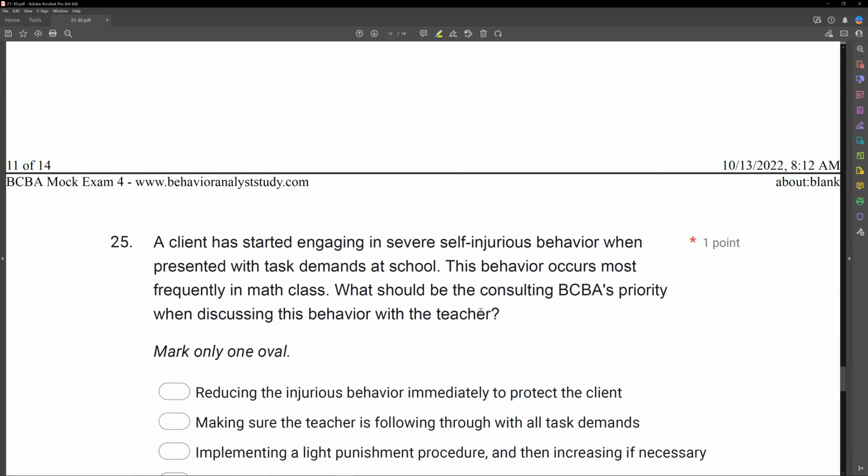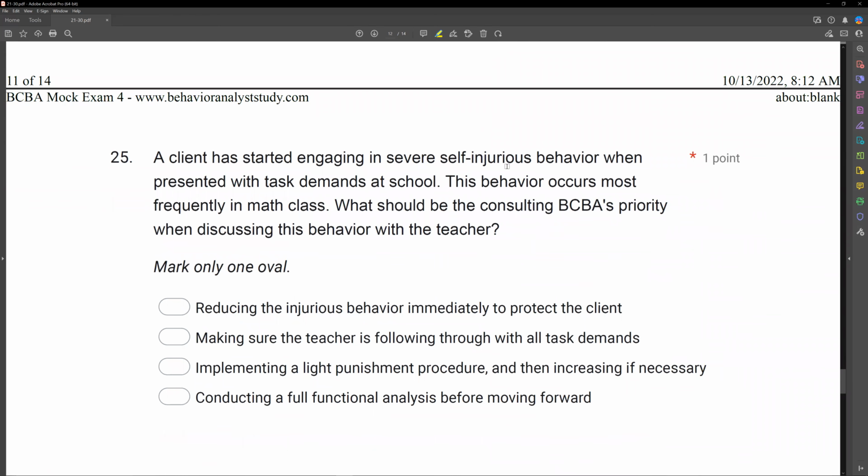25. A client has started engaging in severe self-injurious behavior when presented with task demands at school. This behavior occurs most frequently in math class. What should be the consulting BCBA's priority when discussing this behavior with the teacher? Okay, be careful here. It's a behavior question, but it's more of an ethical question. And why is that? Because we're talking about severe self-injurious behavior.